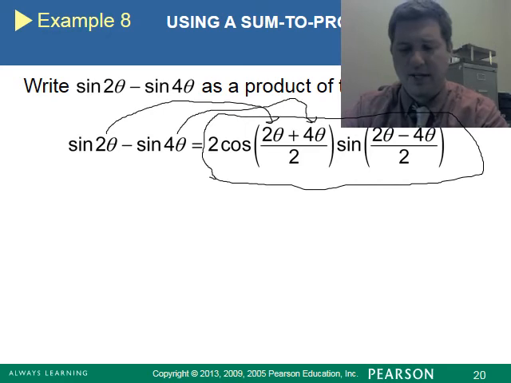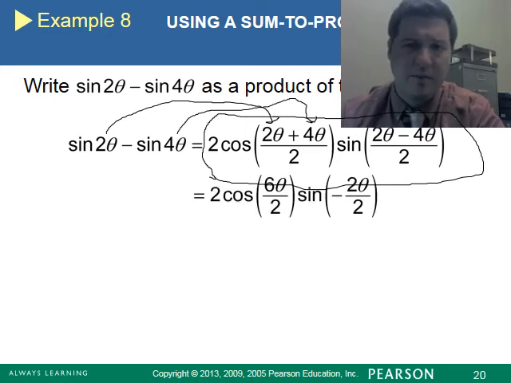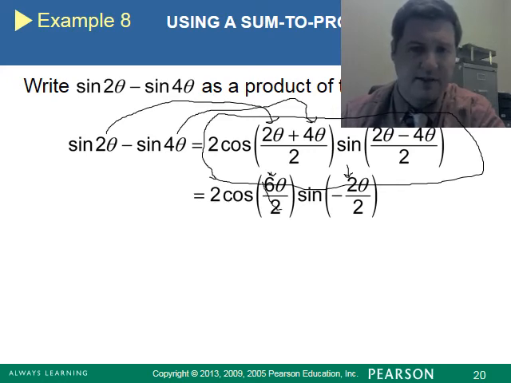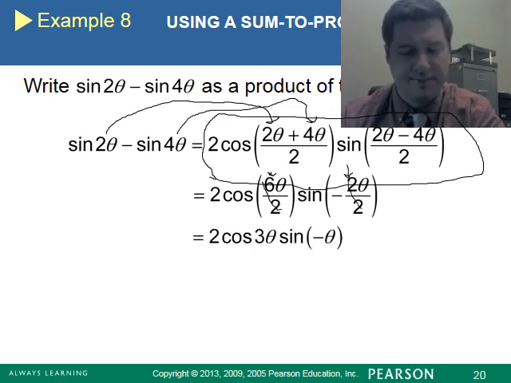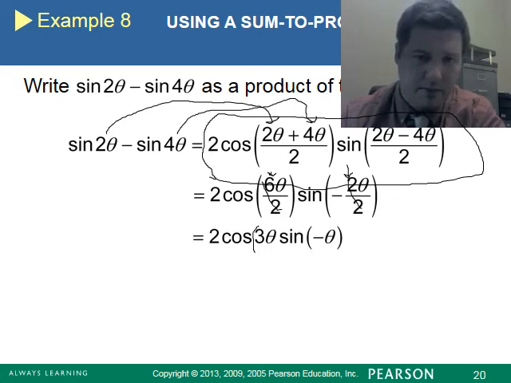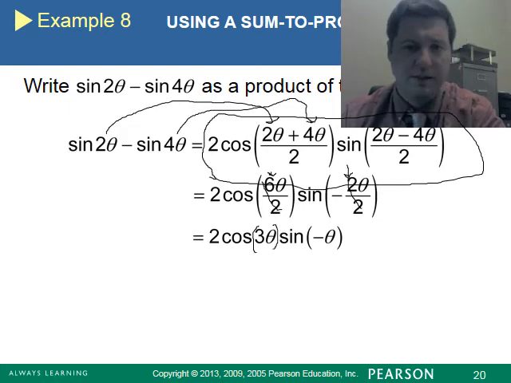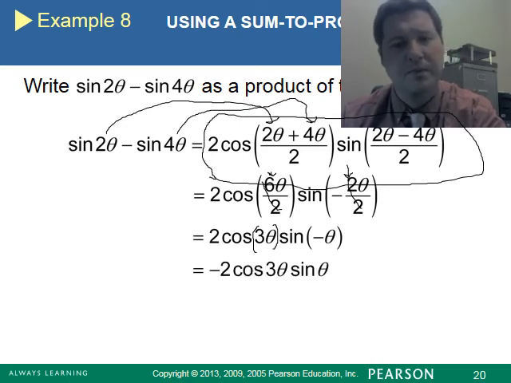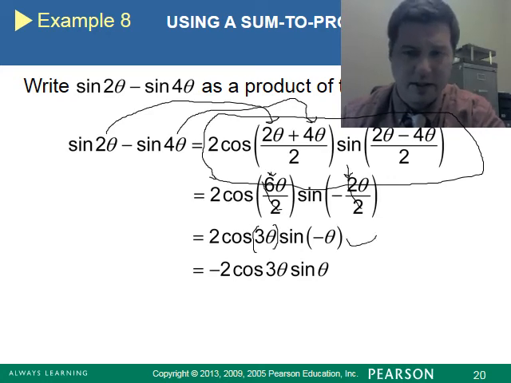Now this one will simplify pretty nicely. Right, 2 theta plus 4 theta is 6 theta. 2 theta minus 4 theta is negative 2 theta. And these will simplify. 6 divided by 2 is 3. 2 divided by 2 is 1. So cosine of 3 theta times the sine of negative theta. We could play around with this a little bit more. With sine, you can pull that negative sign out, and we would be done. I would be okay with leaving it like that. You know, that's perfectly fine with me.